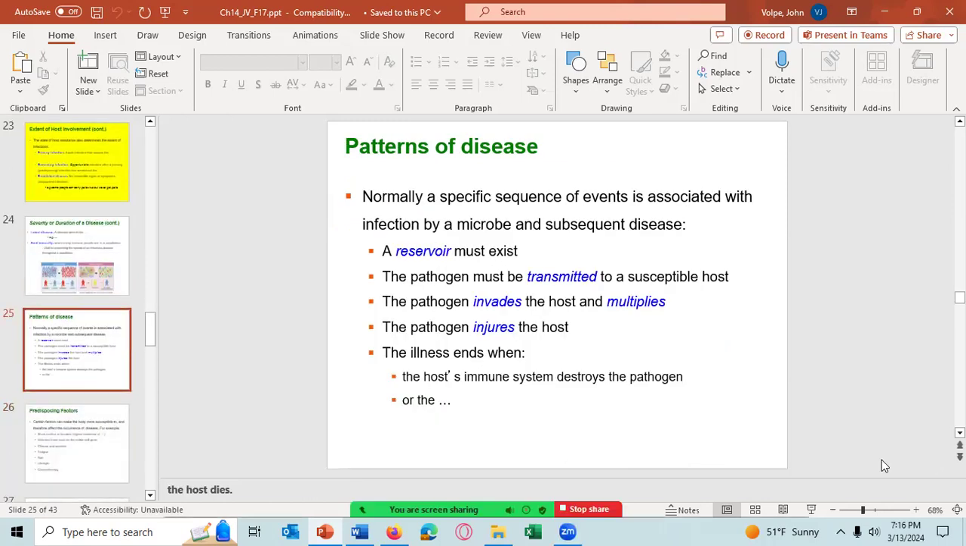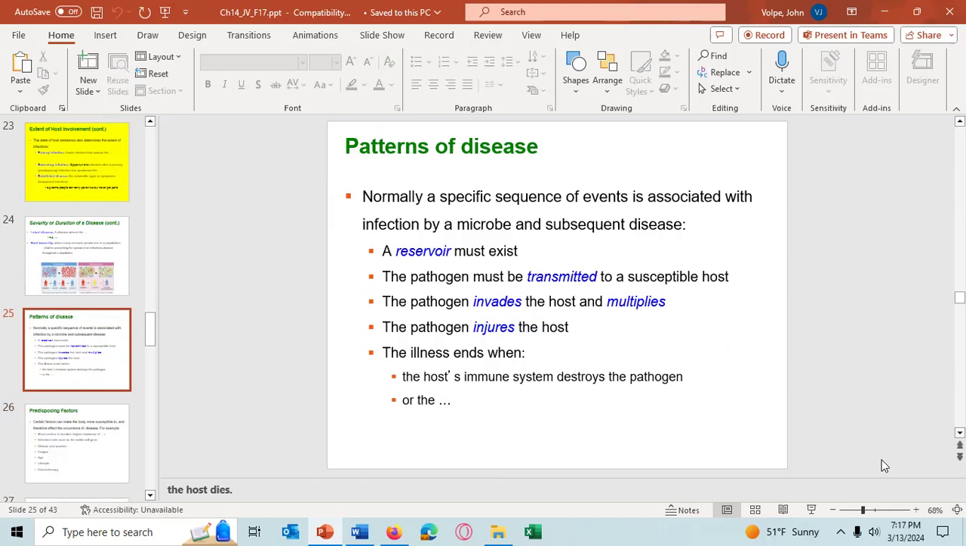Patterns of disease. In order for disease to spread in the human population, the disease has to come from a reservoir. The pathogen must be transmitted to a susceptible host. The pathogen must invade the host and multiply in the host. And furthermore, to cause disease, the pathogen has to injure the host. If there's no injury, there really is no disease.